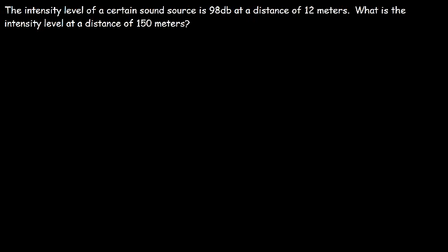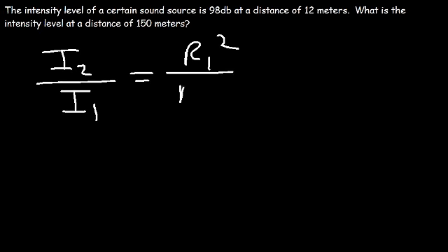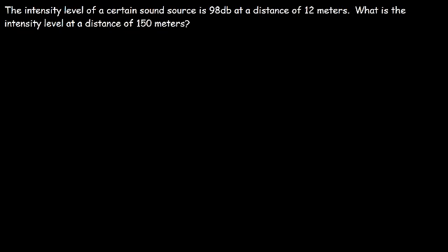The intensity level of a certain sound source is 98 decibels at a distance of 12 meters. What is the intensity level at a distance of 150 meters? In the last example, we had an equation that connected the intensity with the distance. Now we need a new equation that connects intensity level with distance. So what can we do? How can we come up with an equation that can help us to solve this particular problem? So go ahead and pause the video and work out this example.